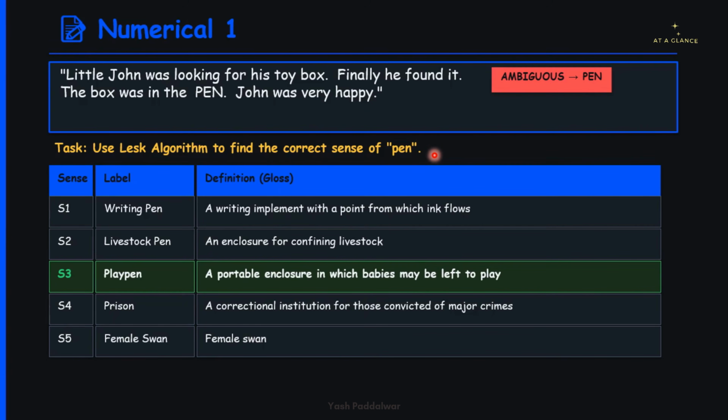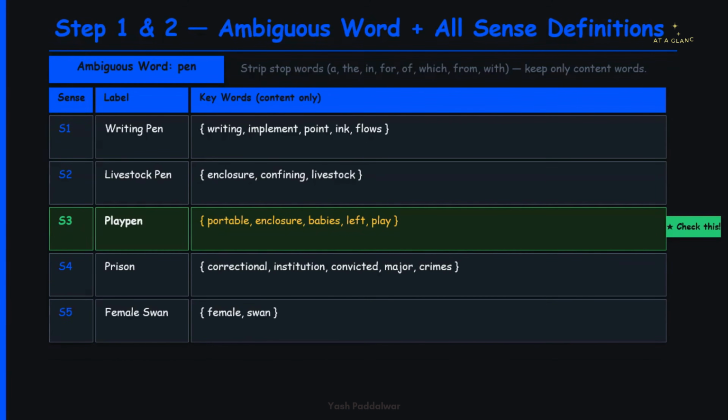We are also given all the senses of this particular word pen: sense 1, sense 2, and all of them. We are also given the label and the definition, which is the gloss, of these particular senses. So I hope the problem statement is clear to you all. Now let's move on to the solution.